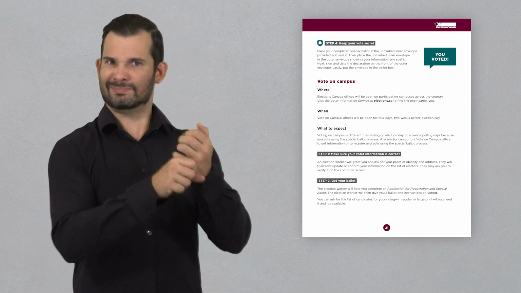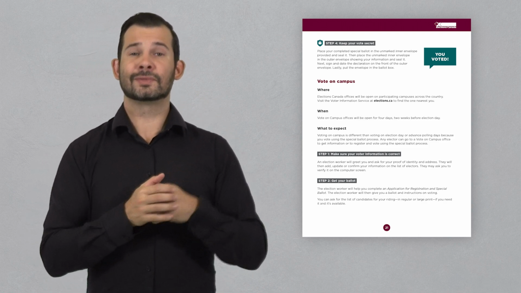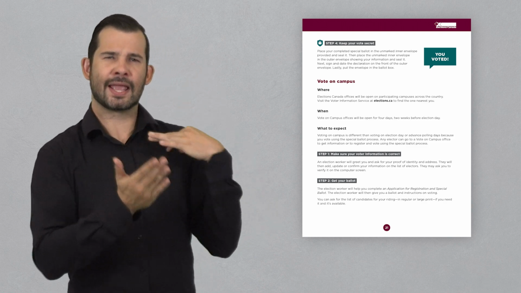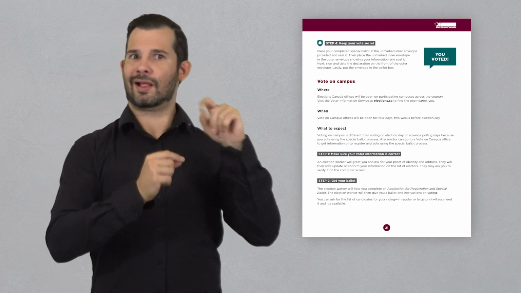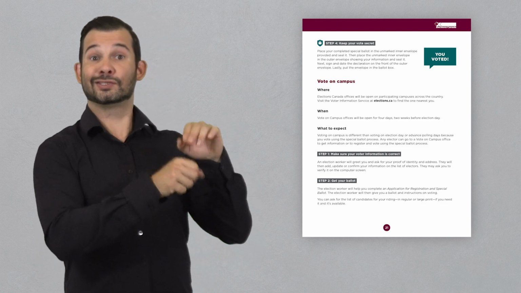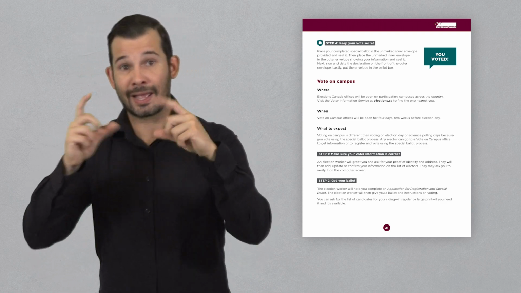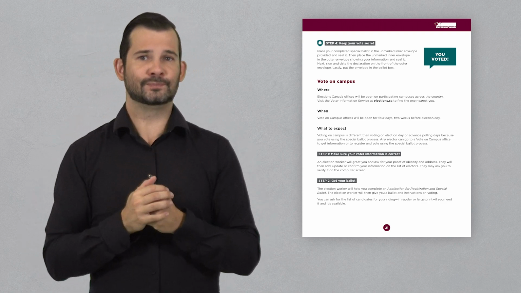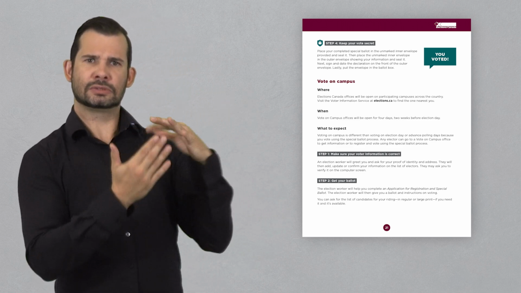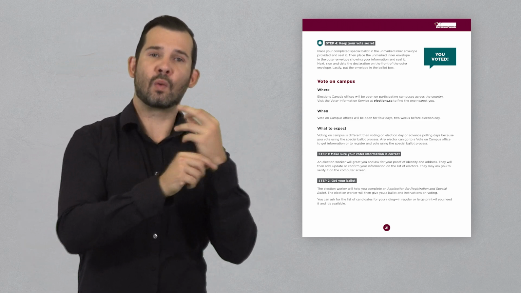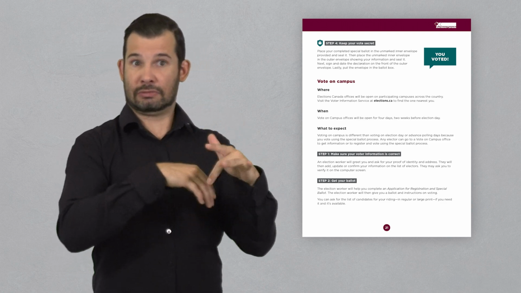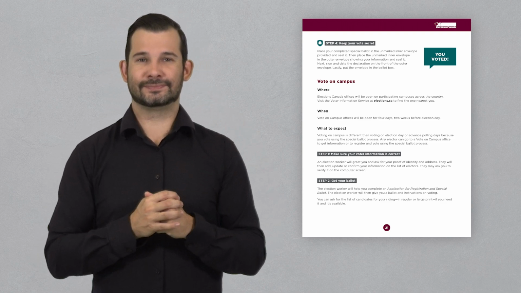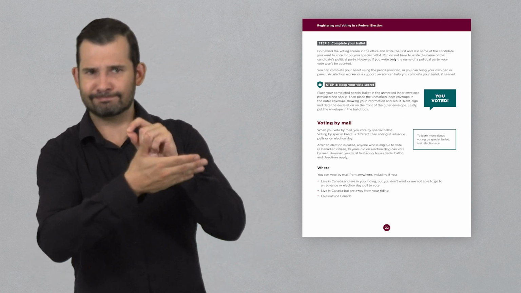Step 2. Get your ballot. The election worker will help you complete an application for registration and special ballot. The election worker will then give you a ballot and instructions on voting. You can ask for the list of candidates for your riding in regular or large print if you need it and it's available.